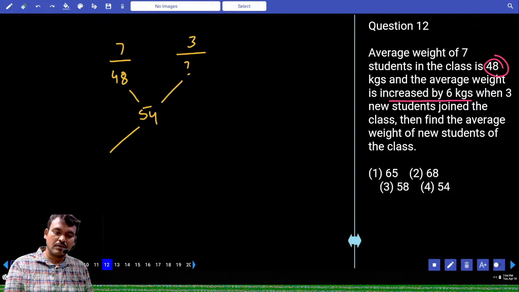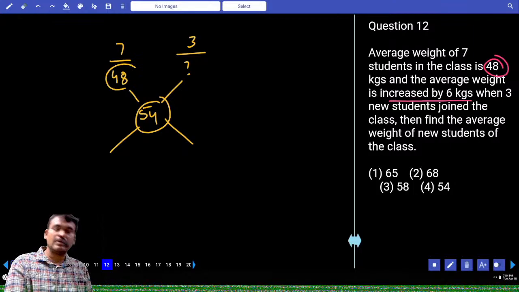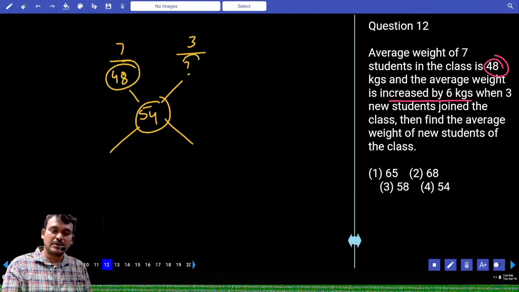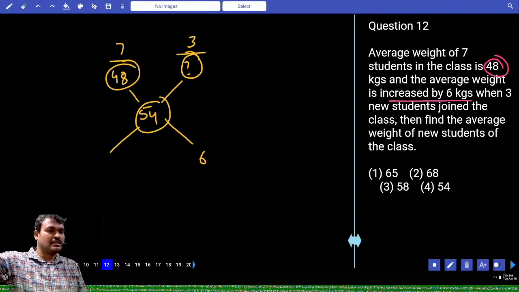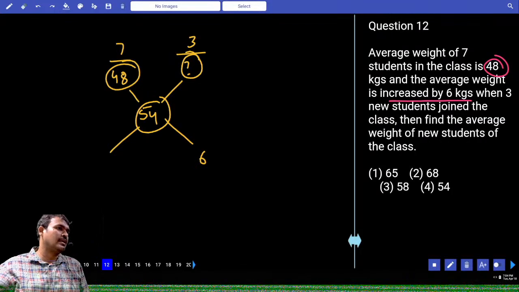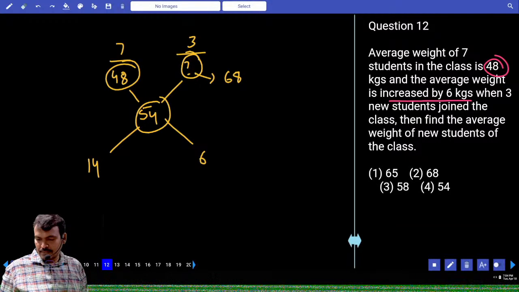By using allegation, compared to mean value, one is already lesser, another one must be more. Means answer must be more than 54 or less than 54? More than 54. What is the difference between 54 and 48? 6. Right hand side 3 parts. 3 becomes 6 means double or triple? Double. Right hand side double means left hand side also double. 7 double how much? 14. If it is 14, question mark value 68.